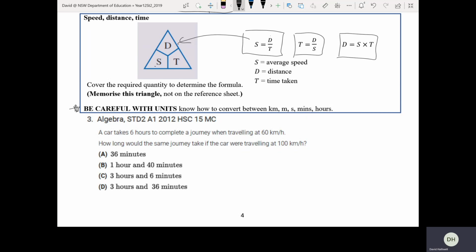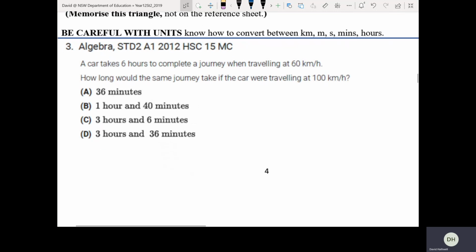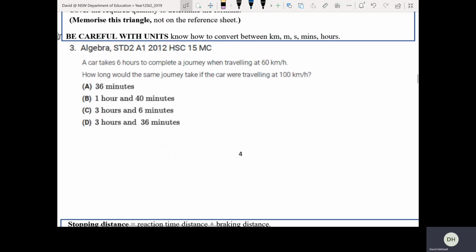The other thing to be aware of with speed, distance, time is to be very careful with the units that the different questions are in. You might have to convert between the units. All right. Here's a question. A car takes 6 hours to complete a journey when traveling at 60 kilometers an hour. How long would the same journey take if traveling at 100 kilometers an hour?